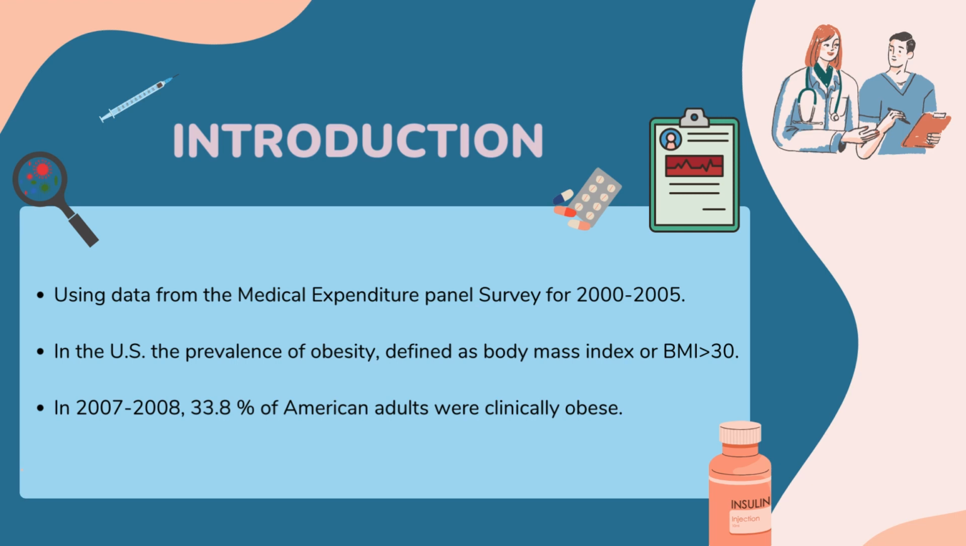Moreover, in the United States, the prevalence of obesity, defined as a body mass index, or BMI, of more than 30, has been rising for at least 5 decades and has more than doubled in the past 30 years. In 2007 to 2008, 33.8% of American adults were chronically obese. This is troubling because obesity is associated with an increased risk of myocardial infarction, stroke, type 2 diabetes, cancer, and more.